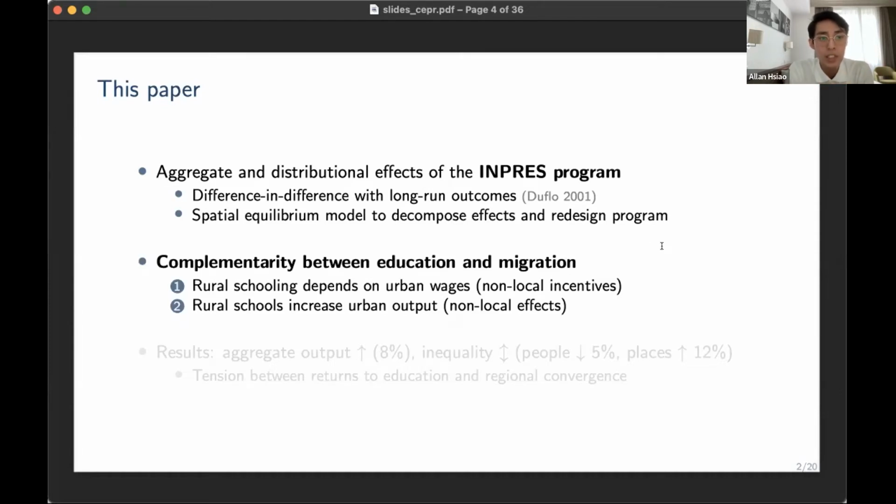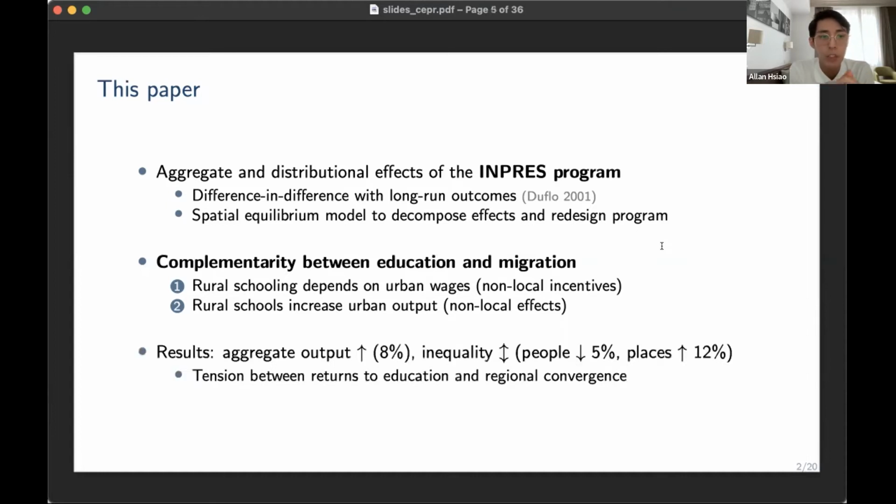So what I really want to get at here is this complementarity between education and migration. We want to think about these two phenomena jointly. One, as I said before, this rural schooling is going to depend on those wages in high-wage urban areas. These are those non-local incentives. And then two, when you build schools in rural areas, because rural students migrate to urban areas, you're also increasing urban output. Again, those non-local effects. The model is going to capture that. Lastly, just as a preview of results, I'm going to be able to quantify, taking out all of the schools that were built and simulating the model, the aggregate output gains from this school construction program to be on the order of 8%.